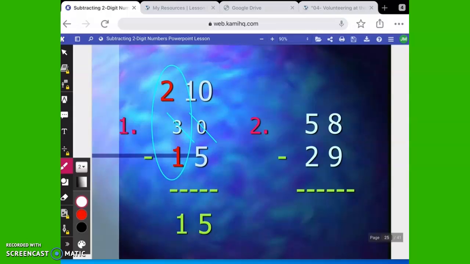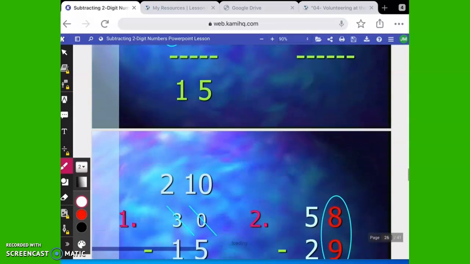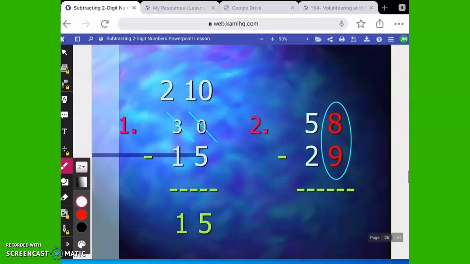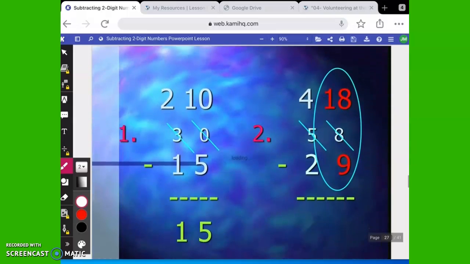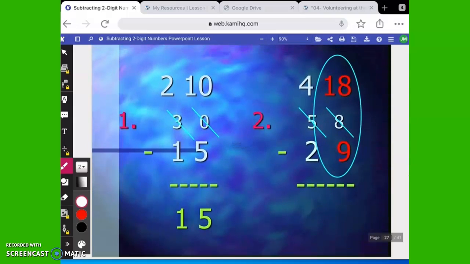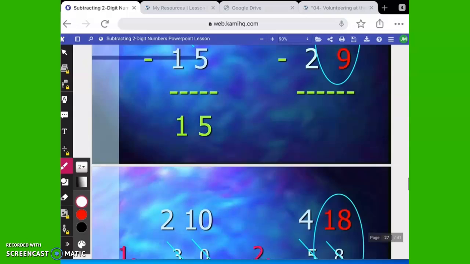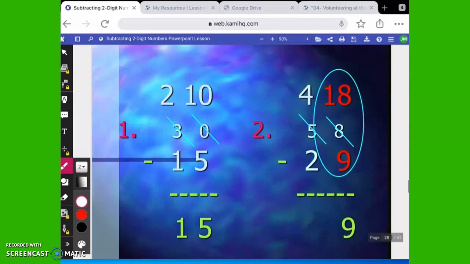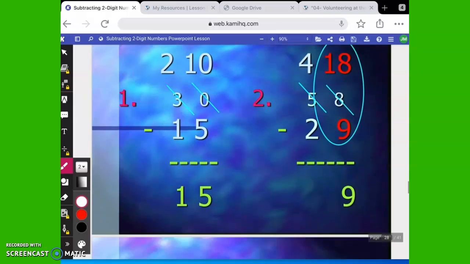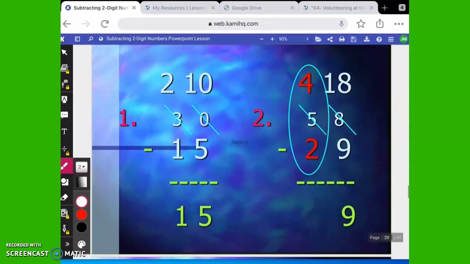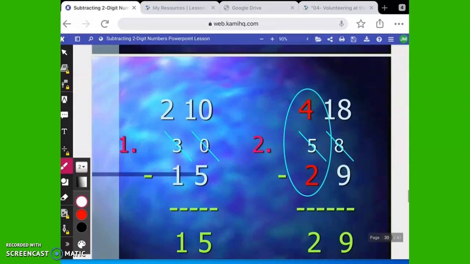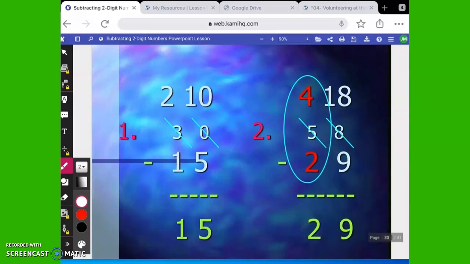All right, for number 2, we have 58 minus 29. We cannot take 9 away from 8. The larger number is not on top, it's on the bottom, so we need to do what? Yes, we need to borrow. So we're going to take 1 from the 5 and give that to the 8 to make 18. And we have 18 minus 9, which is going to give us 9. And then we need to subtract 4 minus 2, which will give us 2. So the answer for number 2 is 29.